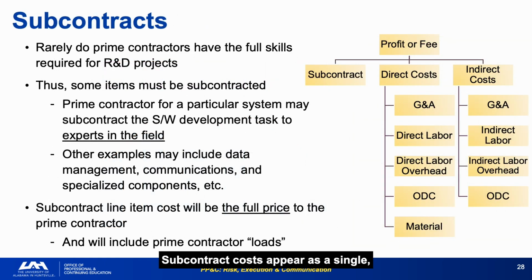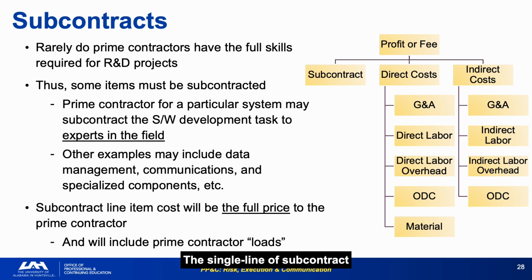Subcontract costs appear as a single, fully loaded line item in the prime contractor's cost report, but that single number includes the subcontractor's direct labor, overhead, G&A, and fee, all rolled together. Subcontractors are often hired precisely because they are experts that the prime does not have in-house. That expertise commands a premium, and the fully loaded cost of that premium is what the government ultimately pays.